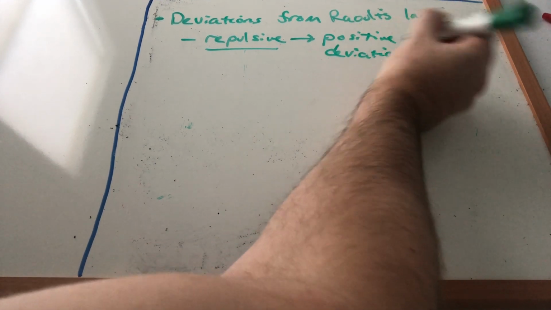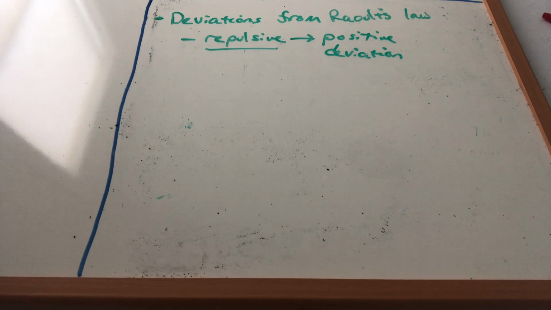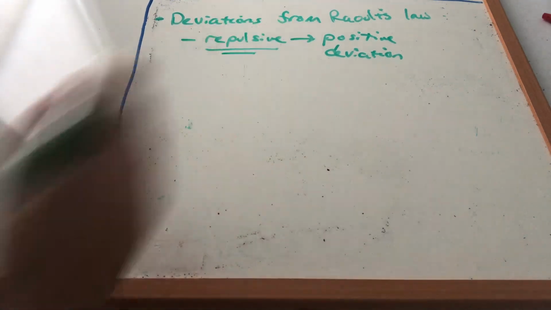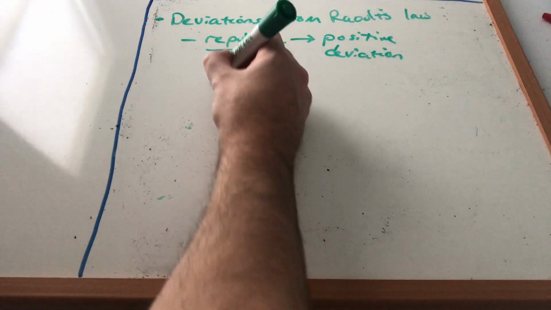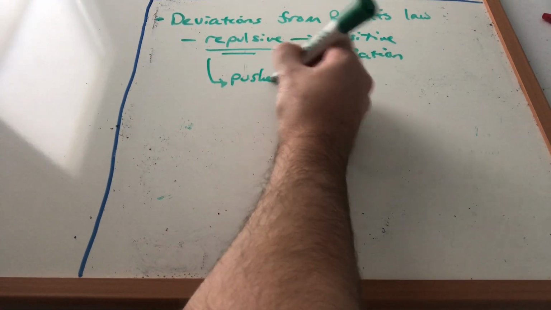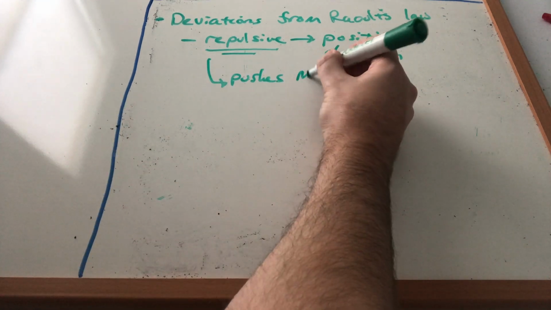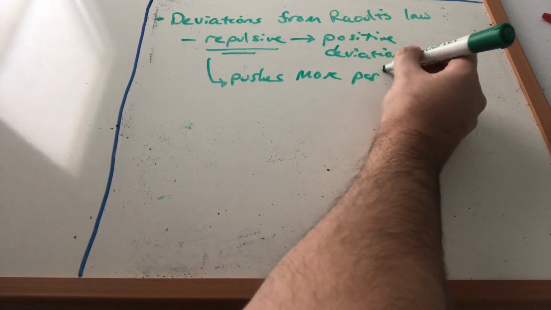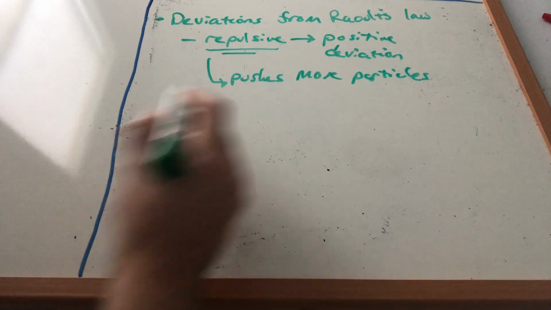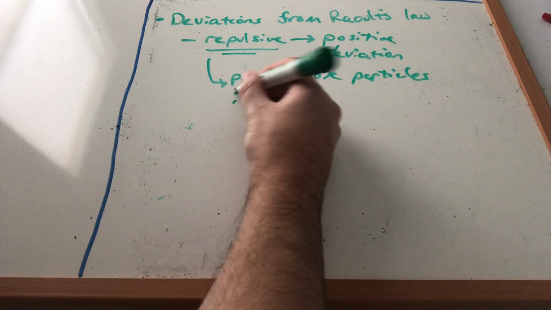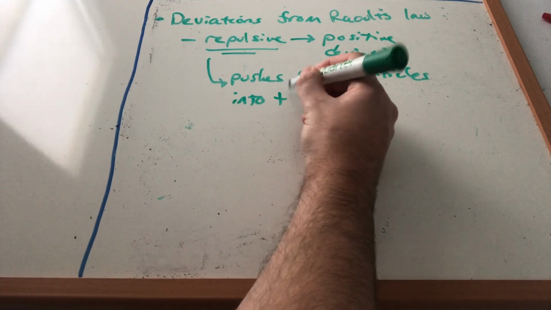from Raoult's law, and that Raoult's law prediction is actually not enough in terms of predicting what the vapor pressure is, because the repulsive interaction actually pushes more particles than is predicted by Raoult's law. It pushes more particles into the vapor phase.